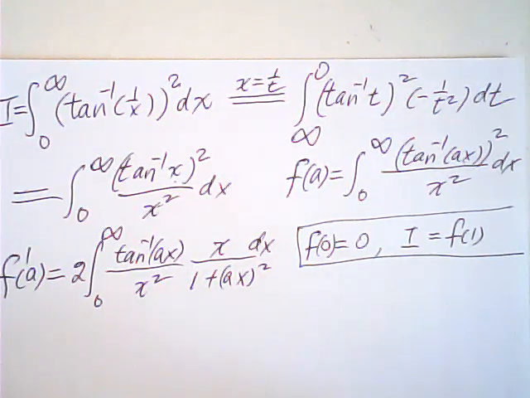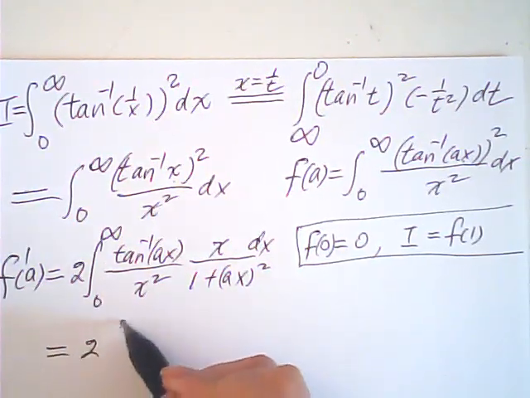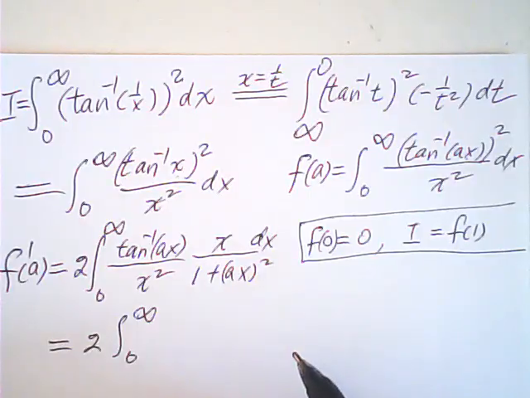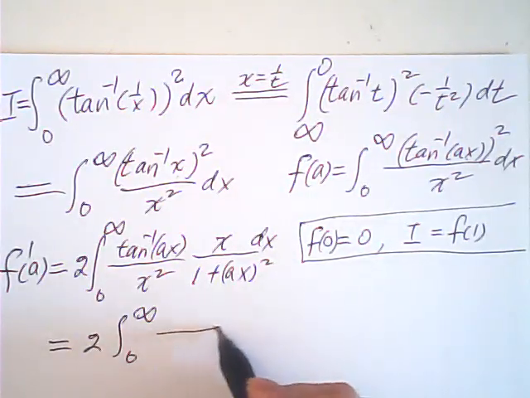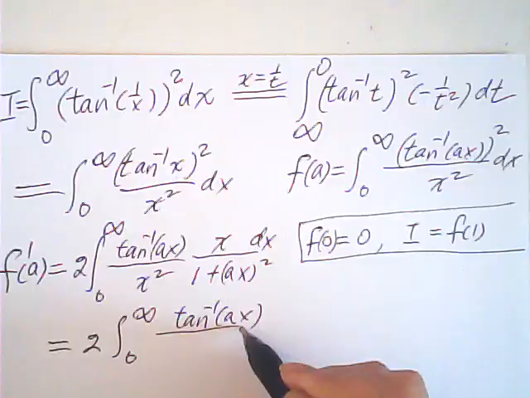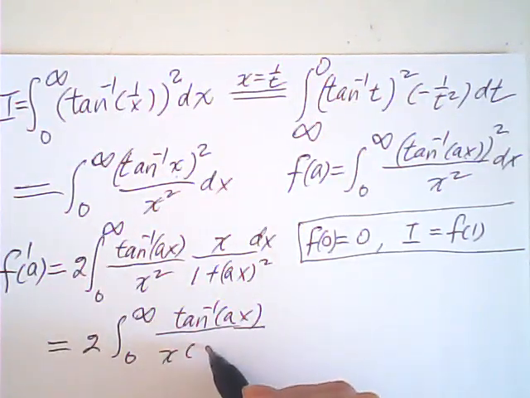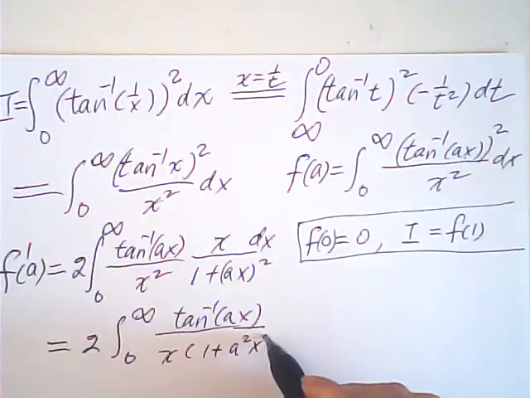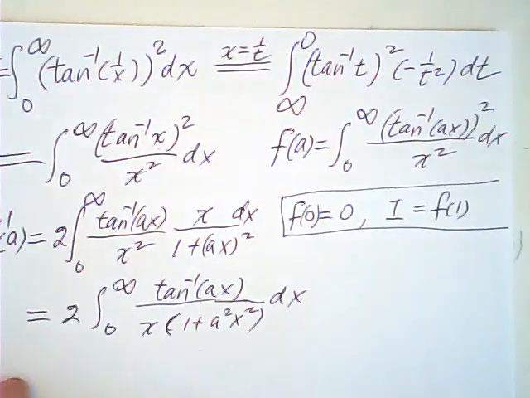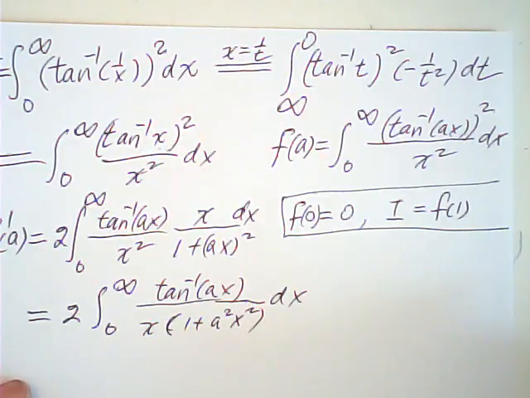Now simplified a little bit, this is 2, the x cancels out, arctangent ax over x times 1 plus a squared x squared, and dx.